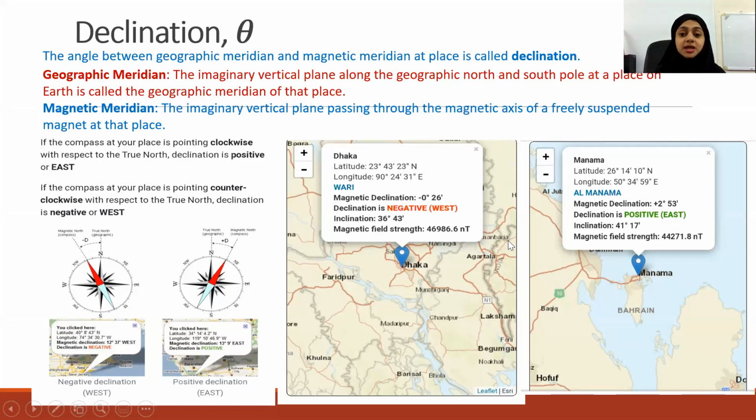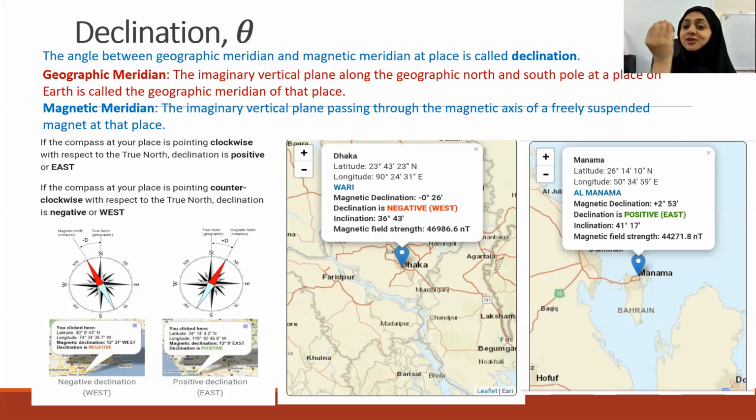So let us again remind ourselves what is geographic meridian and magnetic meridian. Is that clear to you? Do you remember? Yes, teacher. Would you repeat? Yes, I will repeat.